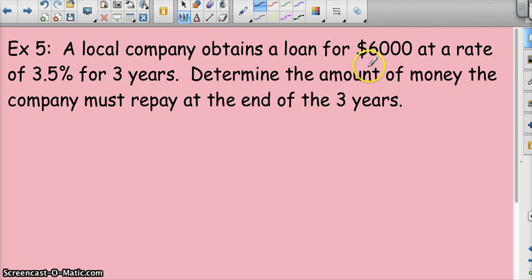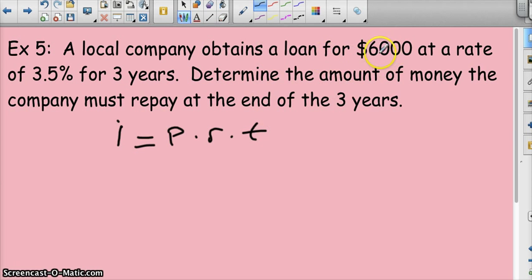A loan company obtains a loan for $6,000 at a rate of 3.5% per 3 years. To determine the amount of money the company must repay at the end of 3 years. There's a trick here, but we're going to go about it the way I think you would do, which is I equals P times R times T. That's good. Enter all the information.